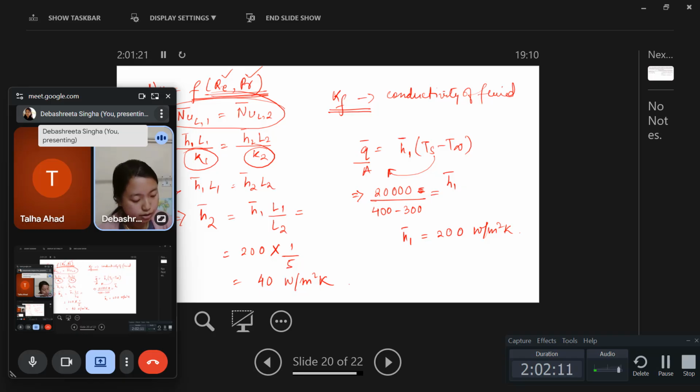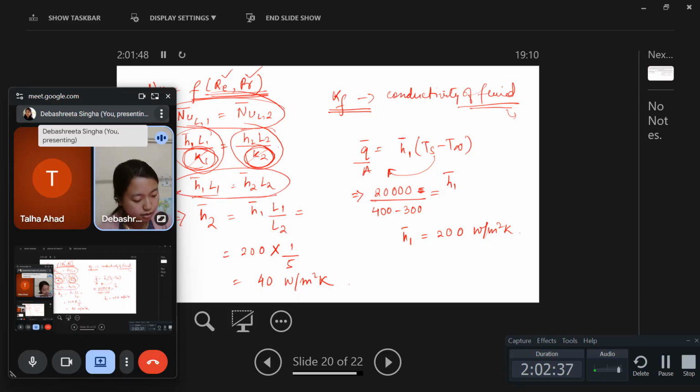Now if you break down this Nusselt number, it is HL by K. You can compare both: H1 L1 divided by K1 is equal to H2 L2 divided by K2. And this K is also the conductivity of the fluid, so it is also a property of the fluid. Again, this will not change, so both of them will get cancelled out.